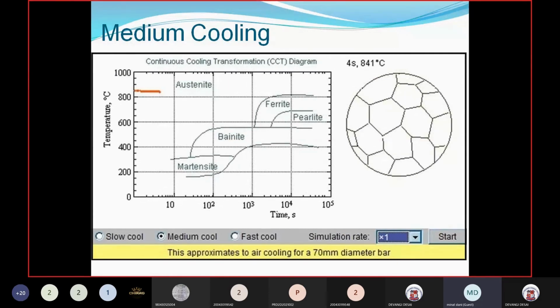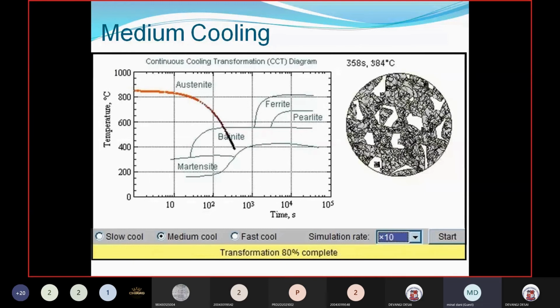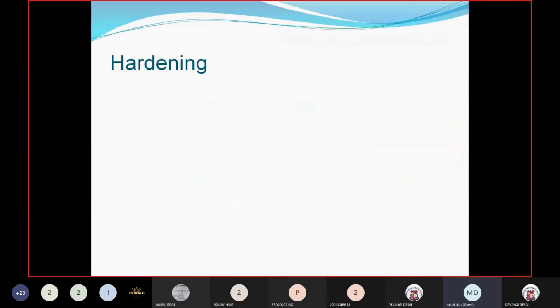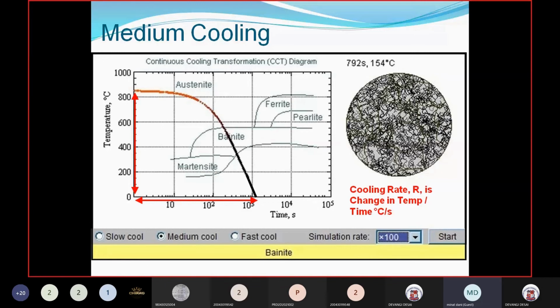So in normalizing, see the time in the graph, it is less compared to your annealing time. See here, if you have seen the line, this cooling curve, compared to annealing, less time is there. So the grain refinement we are getting in the normalized structure. Next slide, madam.